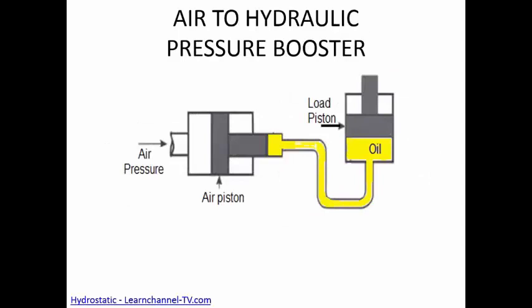The next application of hydrostatics is the air to hydraulic pressure booster. So you want to increase the pressure of the hydraulic fluid. So what you are doing is you are using compressed air. Now how is the pressure of the hydraulic fluid increased? You are supplying the low pressure hydraulic fluid through some check valves. Then once it is entering over here, the check valves are going to close. Now what you are doing is you are applying a low pressure air over here.